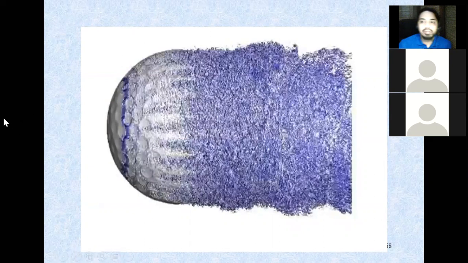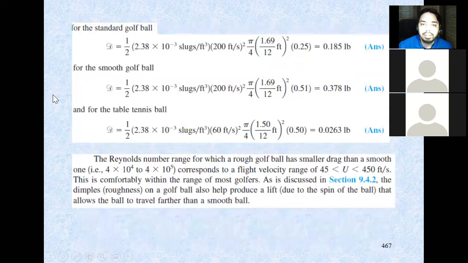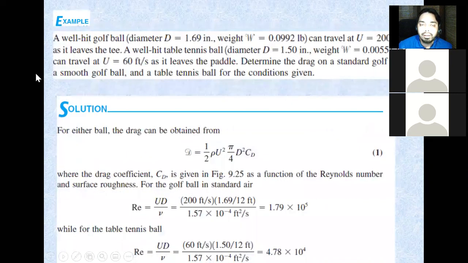I think we can do an example over here. If we have a golf ball with known diameter and weight, and it travels around 200 feet per second, and we have a table tennis ball for comparison, we need to determine the drag on a standard golf ball, a smooth golf ball, and a table tennis ball for the conditions given.